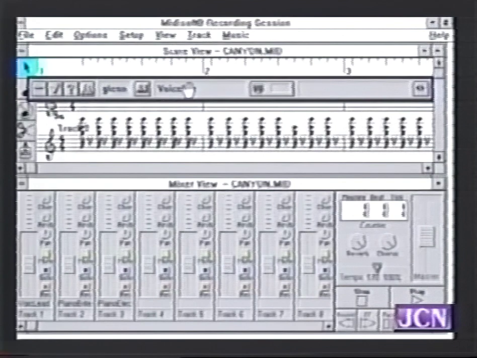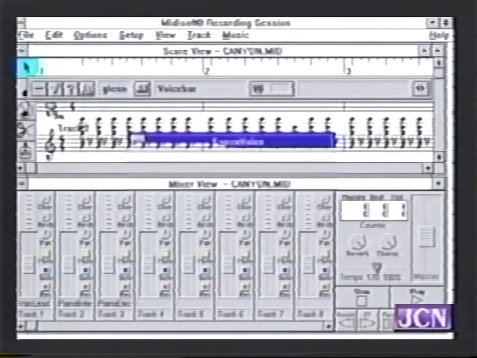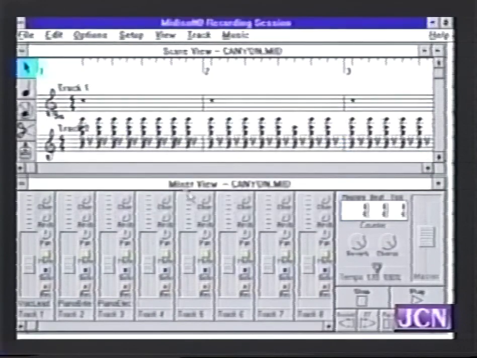Yes, I do really want to exit. This is a very complicated piece called Canyon, which was put together as a 3-track music piece. And we'll play it and listen to see what it sounds like.